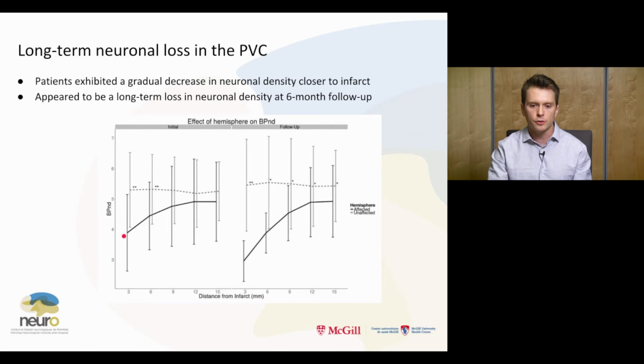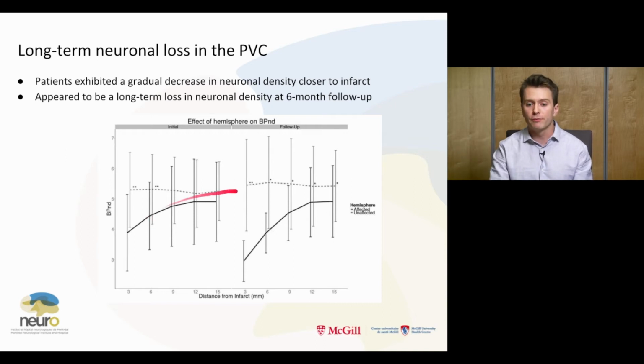And so what we see is when we get closer to the infarct, there's a bigger difference between the GABA receptor density in the healthy tissue in the unaffected hemisphere versus the GABA receptor density in the affected hemisphere. So we see that there's a periinfarct cortex region of about 3 to 6 millimeters where you have decreased neuronal density, for which GABA receptor density is a proxy measure.